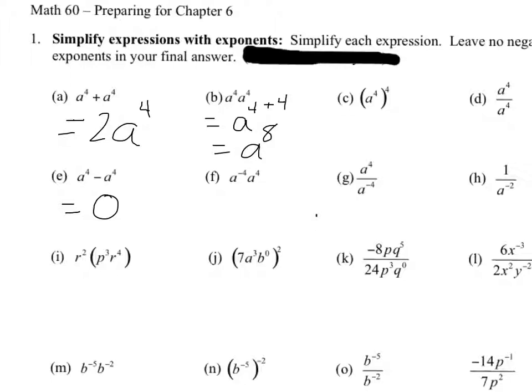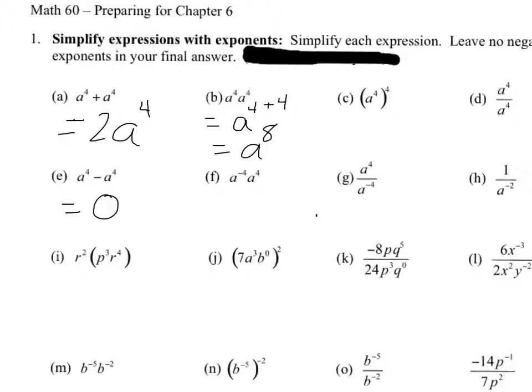I'll let you go through and work the rest of these and check your answers, but I am going to skip to part G because that's where we have some negative exponents, and where, hello, there's another nice big arrow. We don't want that.